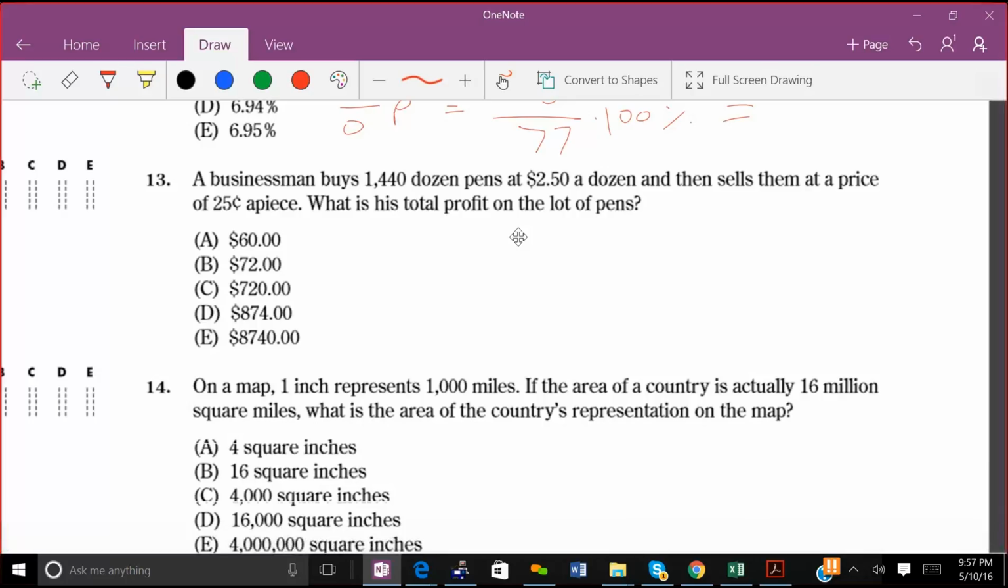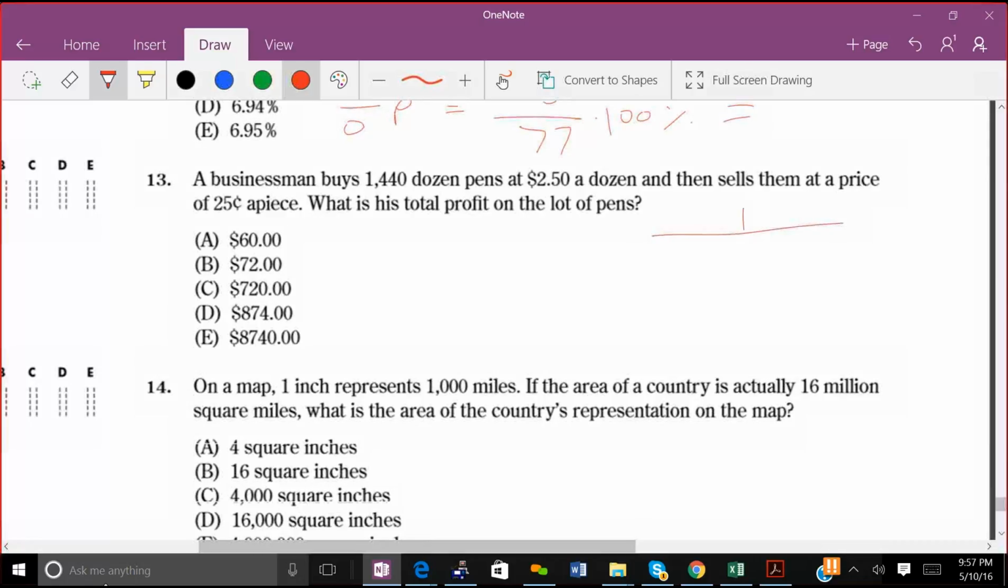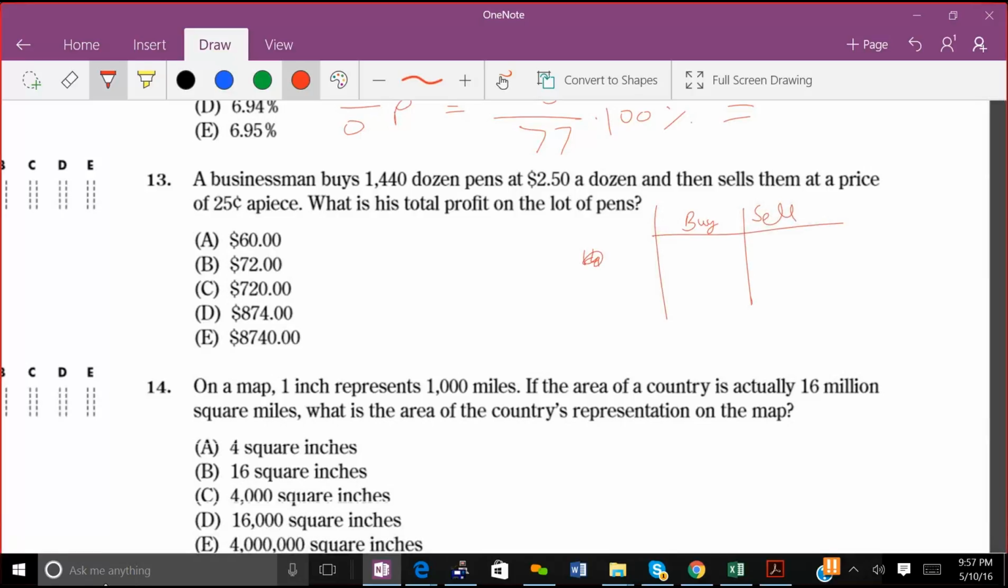Yeah. Sorry. Okay. So it's 1440 dozens, 250. So you can make a chart like this: buy, sell. So what did they buy? 1440 pence. How many pence? 1440 dozens. And that's 250. So you multiply with 250. When you put that in the calculator, you have 3,600.